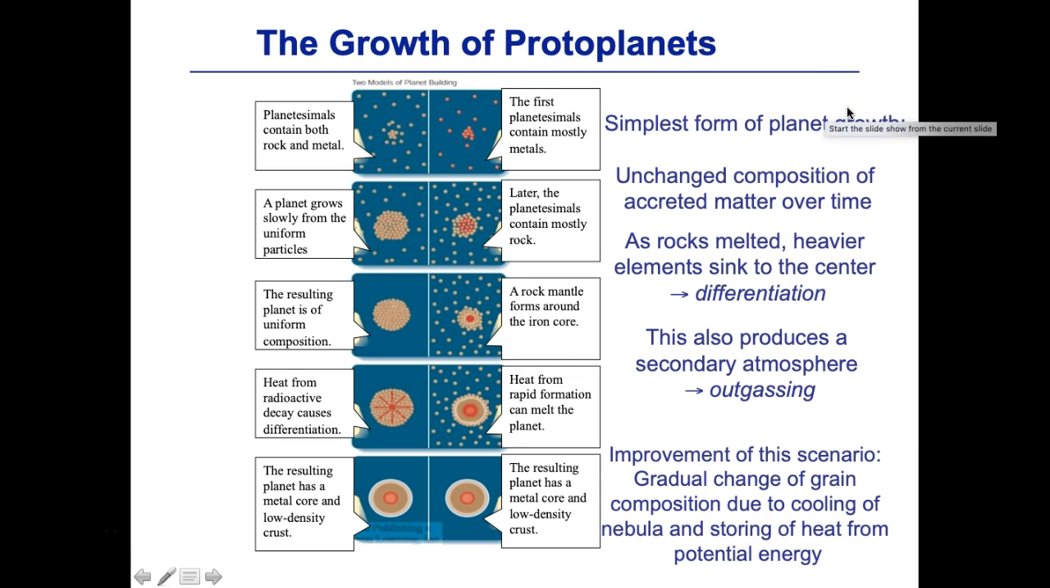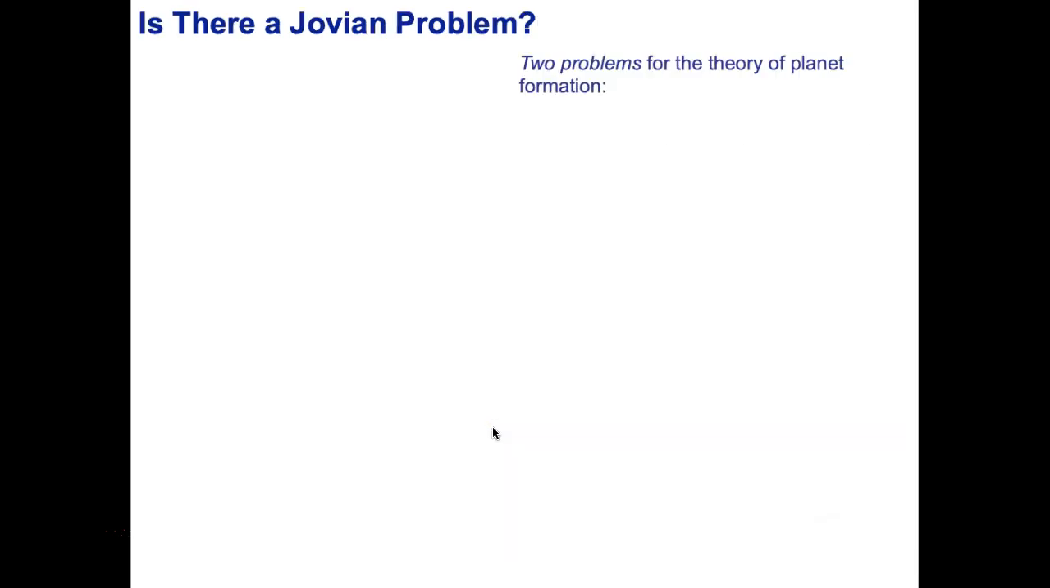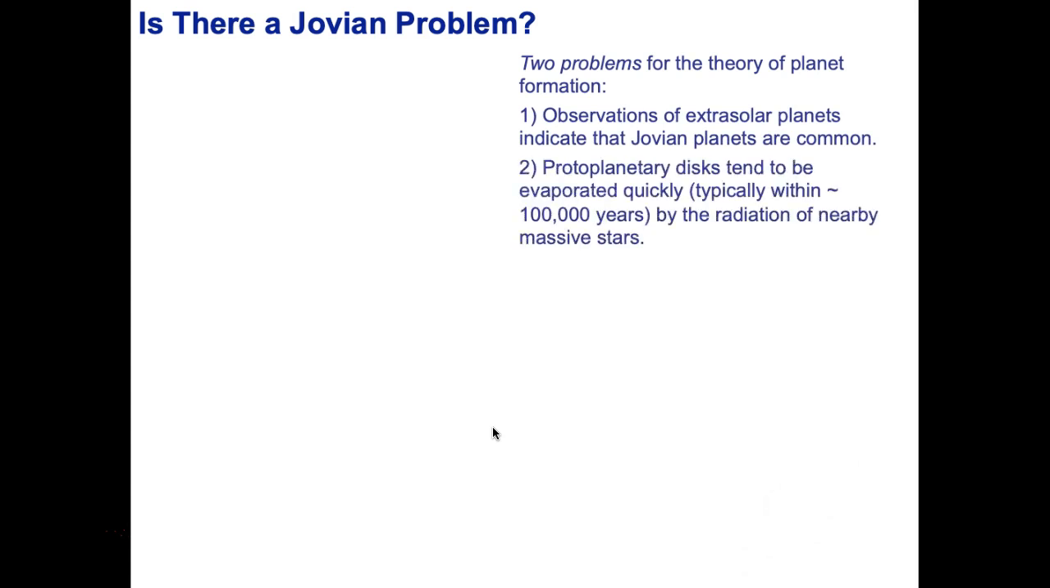So, some improvement on this scenario: gradual change of grain composition due to cooling off of the nebula and storing of heat from potential energy could have continued to drive this right-hand process a little bit faster and made it a little easier to make planets like we see today. So is there a Jovian problem?